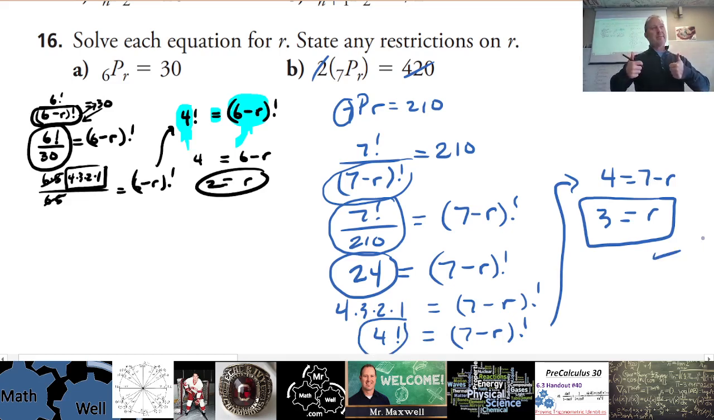Wait, how'd you get the 24? The 24, 7 factorial divided by 210. I might have that on my calculator still here. I don't know. Oh, no, I didn't do it on this calculator. You did what? I did it without using the calculator.